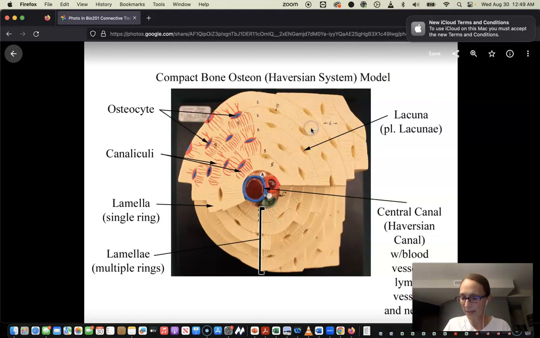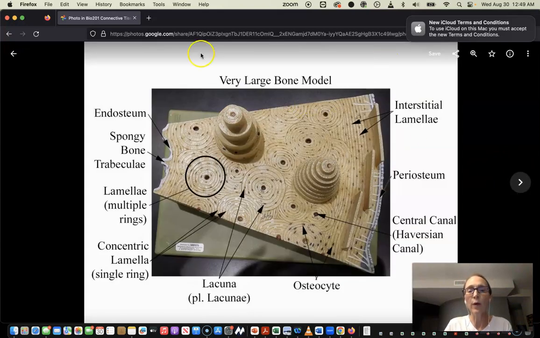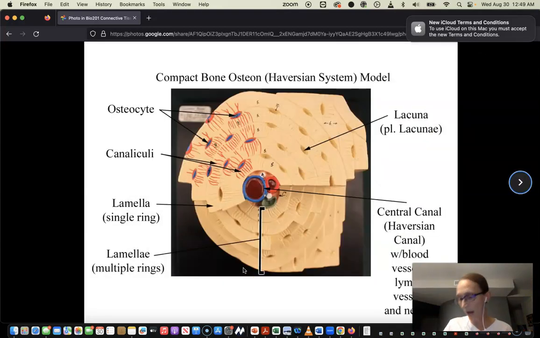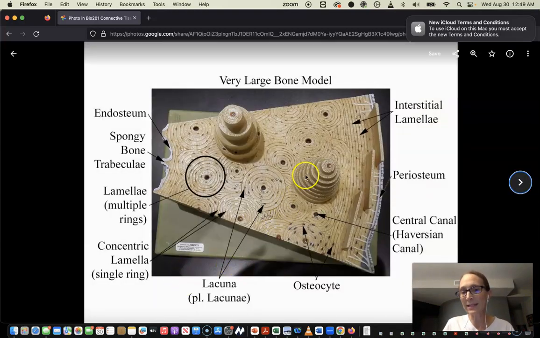So let me go ahead and go on to the next bone model here. This is a very large bone model. So this was zoomed in really on one osteon. Here you can see these multiple osteons. And like we talked about, you can only share nutrients so far, and then you need to have another osteon. So that's why you can see here, this would be a cross section basically through a bone.